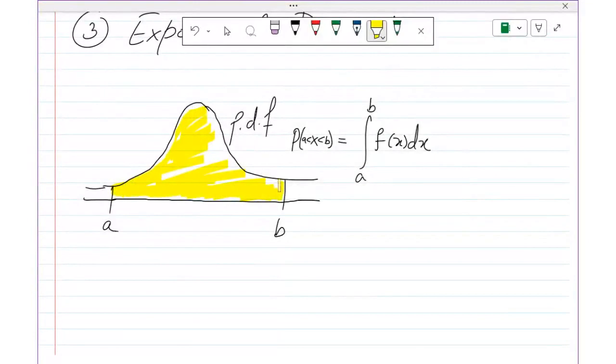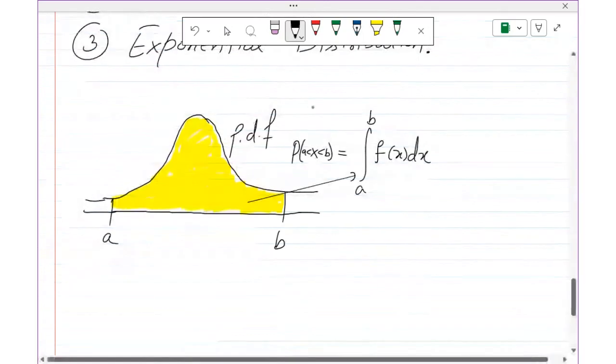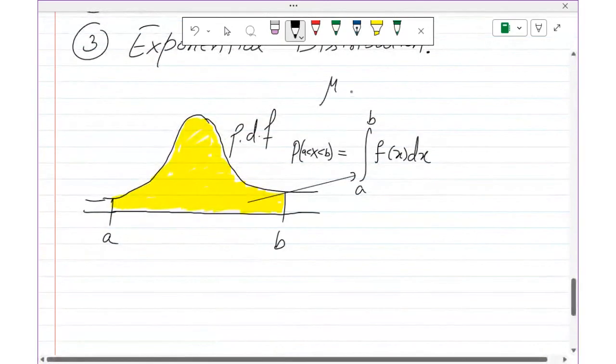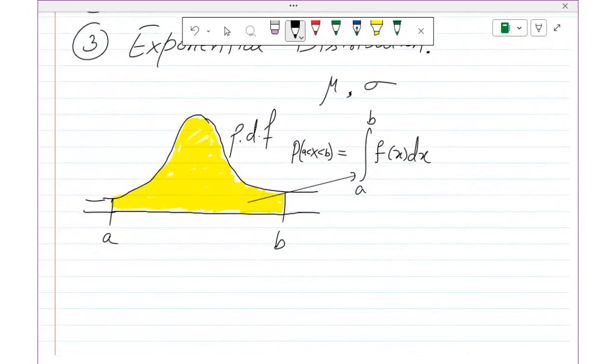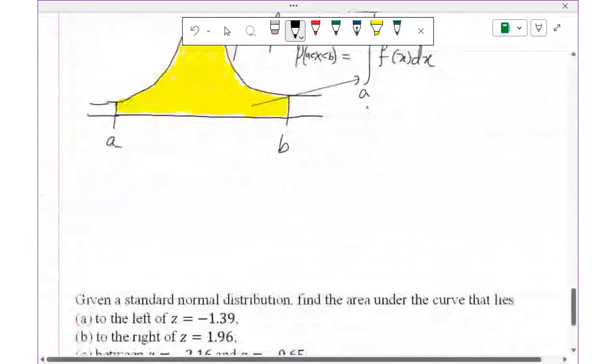The good news is that we already have prepared one table. In the table, we are given these areas, and this area means integration. It means we know the integration. So what we have to do is see the value from the table, and then we will know the probability. Okay. So is this clear? So in the normal distribution, there are two parameters. One is mean, mu, and standard deviation is sigma. Okay, let me go directly to problems so that you will understand.